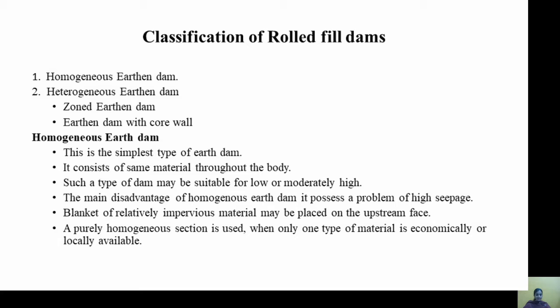The main disadvantage of homogeneous earth dam is that it possesses a problem of high seepage, so water can seep through. A blanket of relatively impervious material may be placed on the upstream face. A purely homogeneous section is used when only one type of material is economically or locally available.